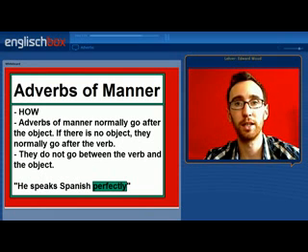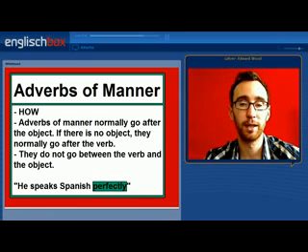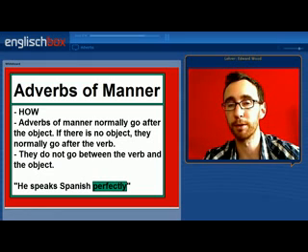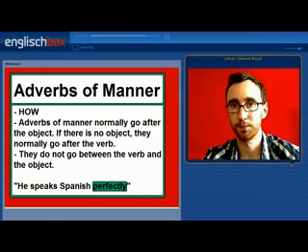Adverbs of manner are used in response to questions with how. They normally go after the object, and if there is no object, they normally go after the verb, and they never go between the two. So you would say he speaks Spanish perfectly, and you would not say he speaks perfectly Spanish.